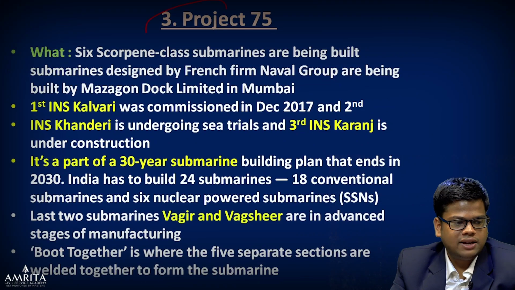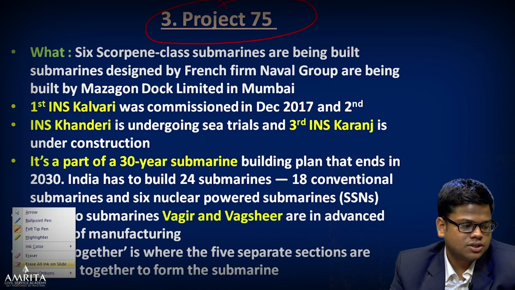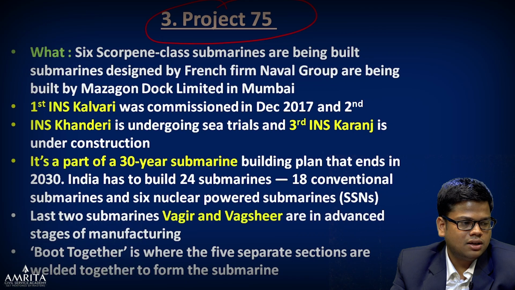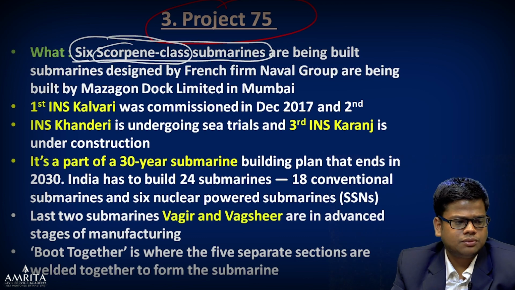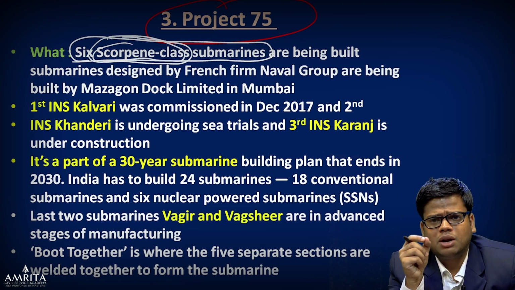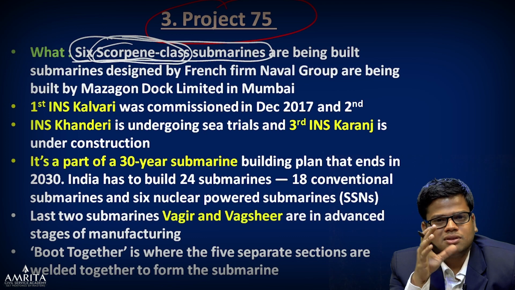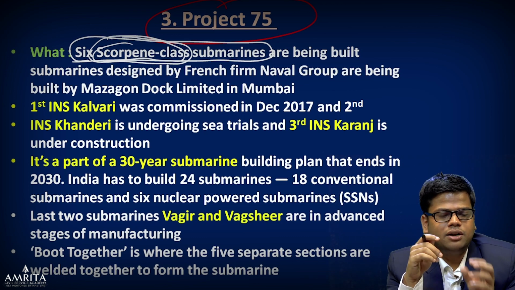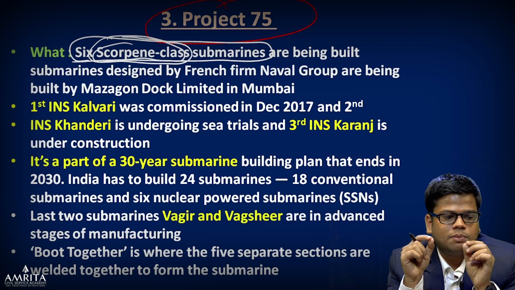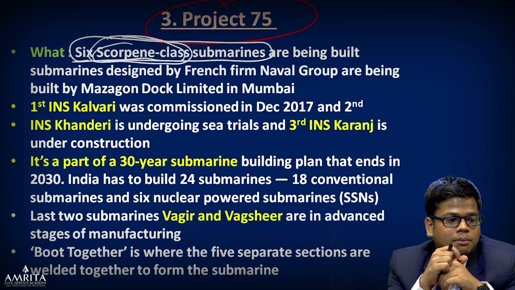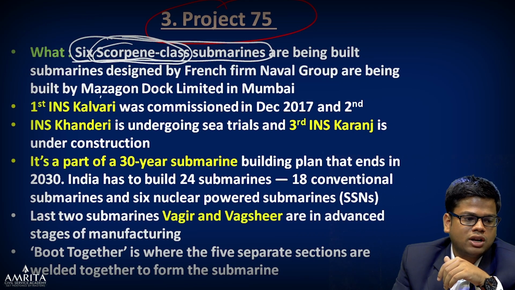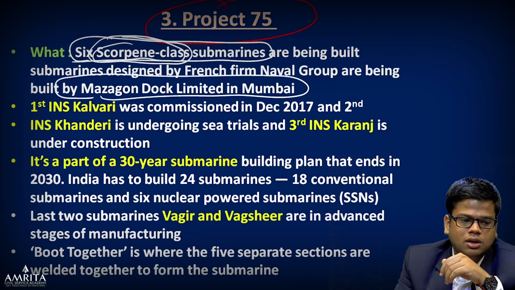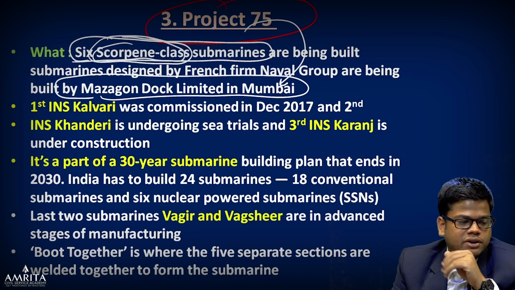Next is Project 75, and Project 75 I will see next. So Project 75 is basically the 6 Scorpion class submarines being built. Scorpion class is a specific class with specific requirements, and a specific company has a legacy of Scorpion class. So we want 6 Scorpion class submarines to be built by the French firm Naval Group, being built by the Mazagon Dock Limited in Mumbai. Okay, so we'll see about Project 75 also.